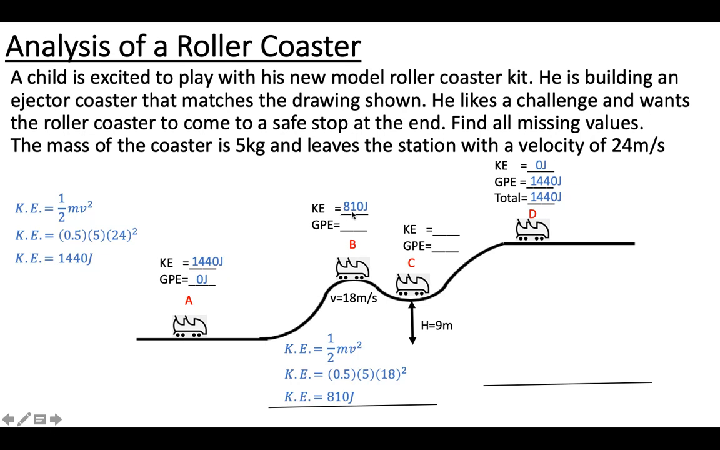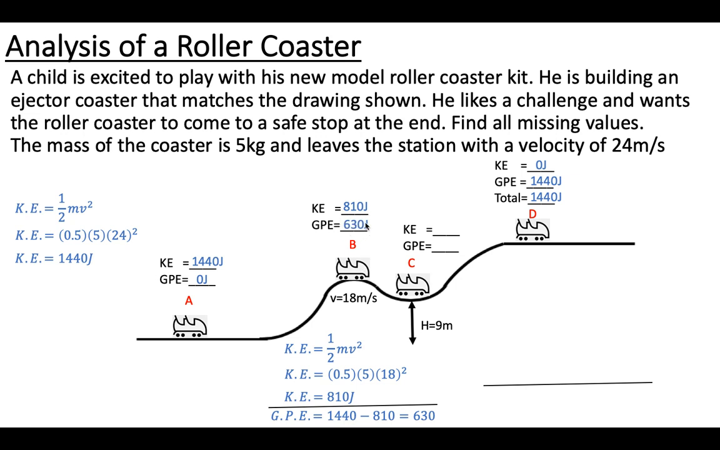It's 810. So to figure out how much is left over for the potential energy, you just got to subtract. The total is 1,440. Take away 810, because that's the kinetic part, and how much is left? 630. So that's going to go right up here in the potential energy spot, 630 joules.